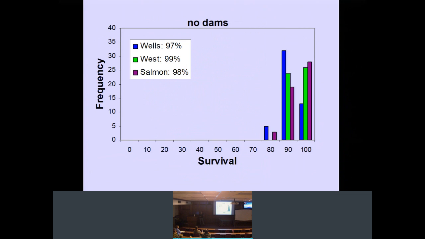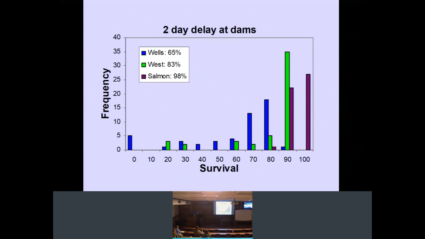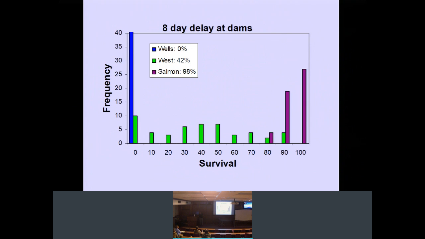And so it's a very specific set of parameter values here, but when there's no dams, you get pretty high survival in all three streams. These are all leaving at the 7.5-degree trigger temperature. You add a half-day delay at dams, and now, just with a simple delay like this, these are 100 simulations, you get 5 years where there's complete cohort collapse. And so even with this little delay at dams, you have a big effect from those fish that are coming from way upstream. 2-day delay at dams is going to go just like you would expect, right? It gets worse and worse the longer you get delayed at dams.